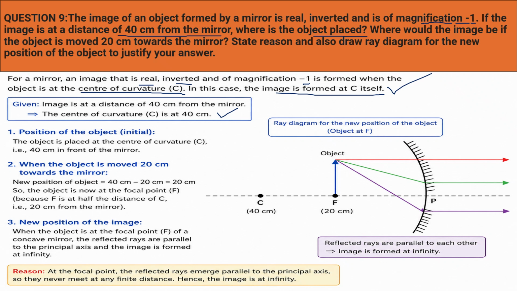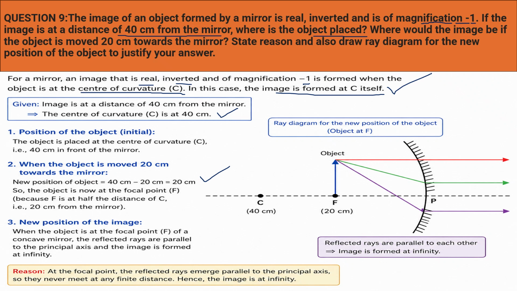Now the object is placed at the center of curvature, that is 40 centimeter in front of the mirror. Hope this point is clear. Now when the object is moved 20 centimeter towards the mirror, if you look at the diagram you will understand, the new position of the object will be 40 minus 20, which is 20 centimeter. So where is the object now? It is at the focal point.